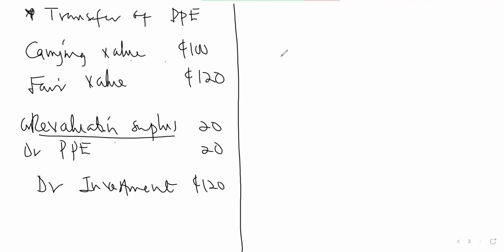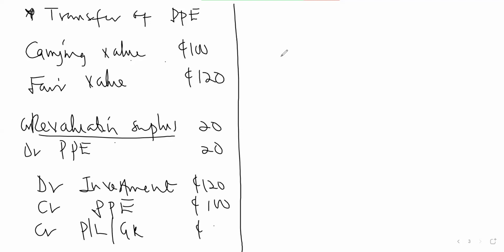So just forget about the revaluation surplus side and come to this side. We debit 120, then we remove the PPE at its carrying value because that is what we have in our books, 100. So the difference will now go to profit or loss, or group retained earnings, of 20.